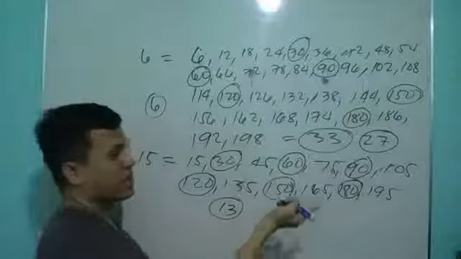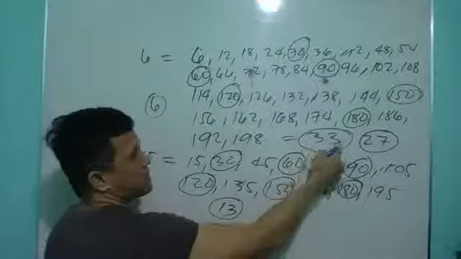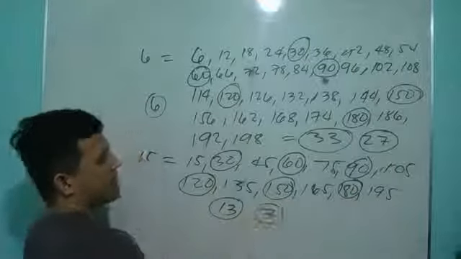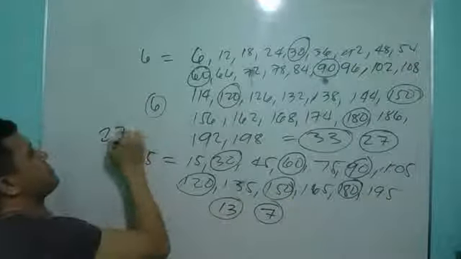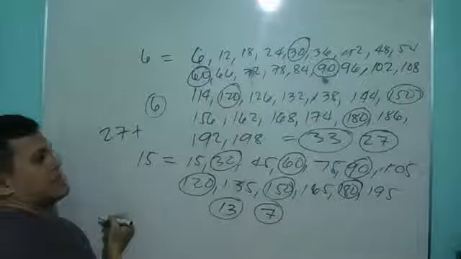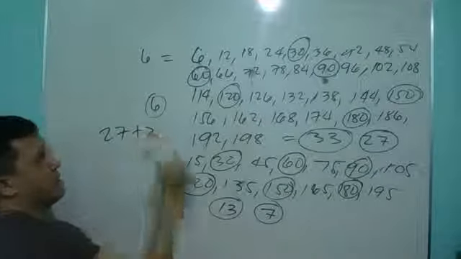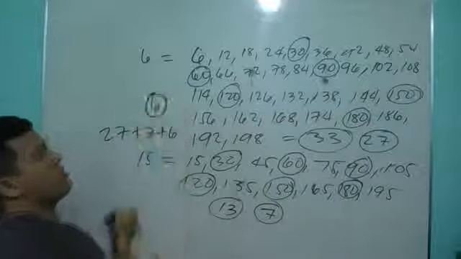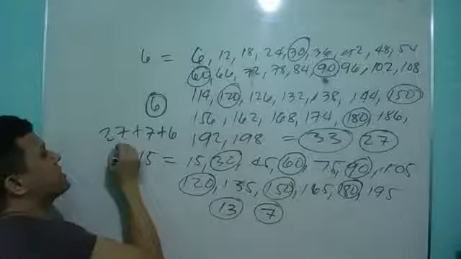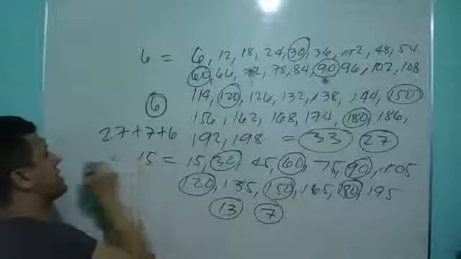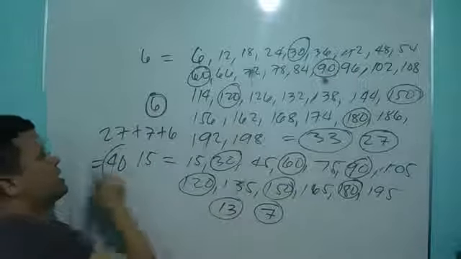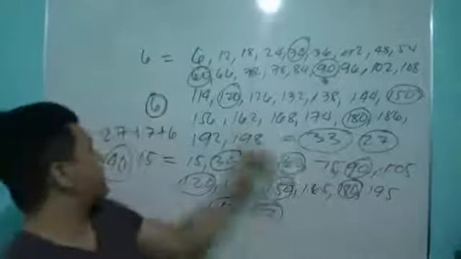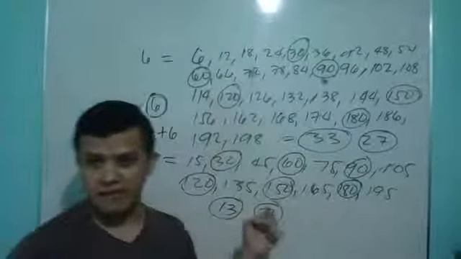We have 27 because there are common numbers, 6 of them. So 33 minus 6 is 27. And then the 13 minus 6 is 7. So 27 plus 7, add that, plus 6 because these are the common ones. So 27 plus 7 is 34, plus 6 is equal to 40. So there are 40 multiples of 6 and 15.